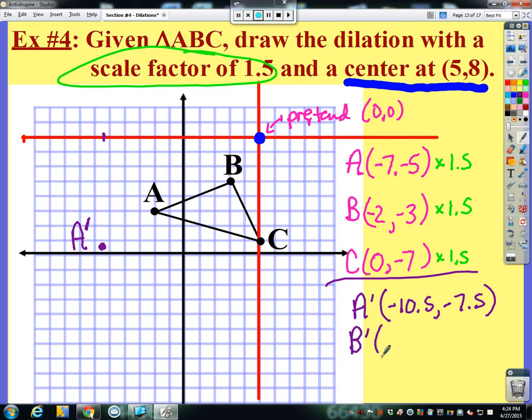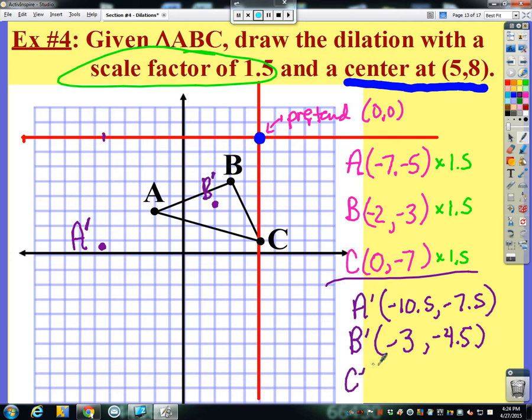So B prime. Again, if we take (-2, -3) times 1.5, that would be what? Negative 3 in the x, except I did that wrong. Negative 2 times 1.5 isn't 3.5, it's 3. So it would be (-3, -4.5). So from my pretend origin, I'm going to move over negative 3 and down 4.5. So right here would be B prime.